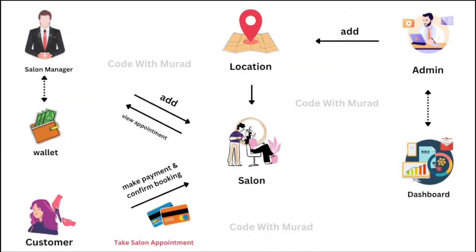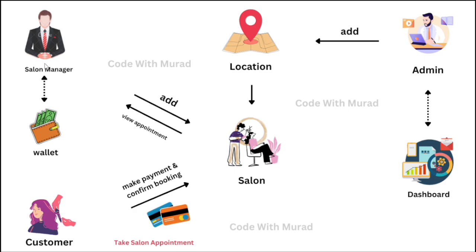Now let's see the basic overview of the project. As we know, our project contains three user modules: the administrator module, the Salon module, and the customer module. Firstly, admin will register and log in to the system, and after login, admin will be able to add the locations into the system so that he can register the salons from these locations only. Then admin will register the Salon manager and add the salons under this manager. In a similar way, admin can register multiple Salon managers and register multiple salons into the system.